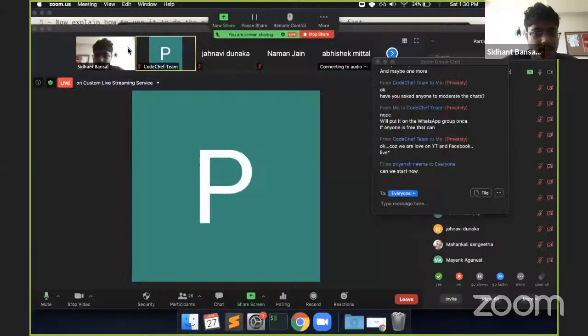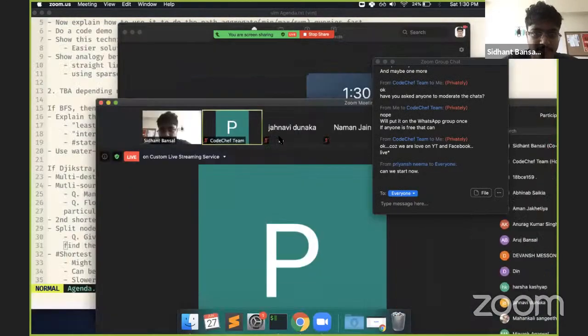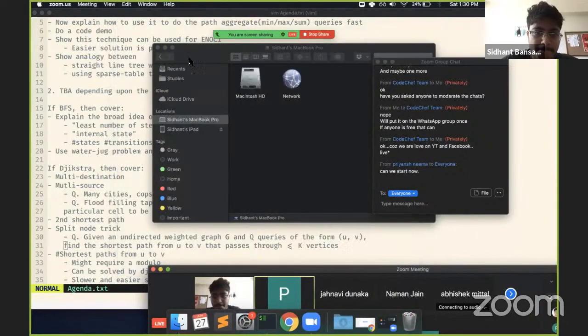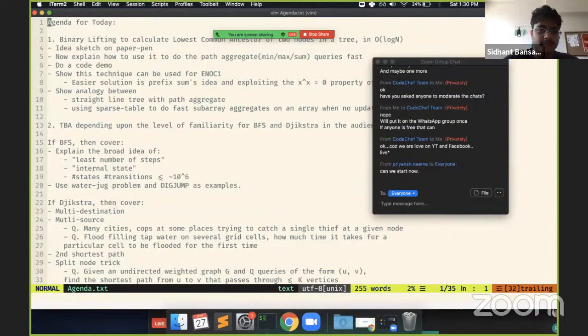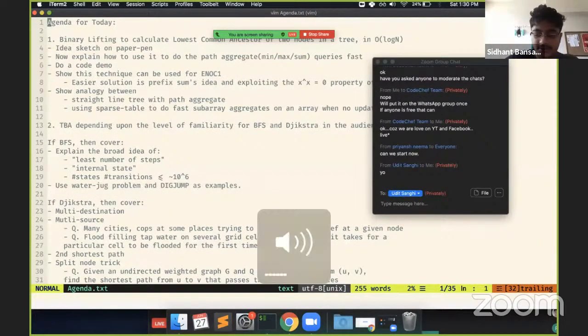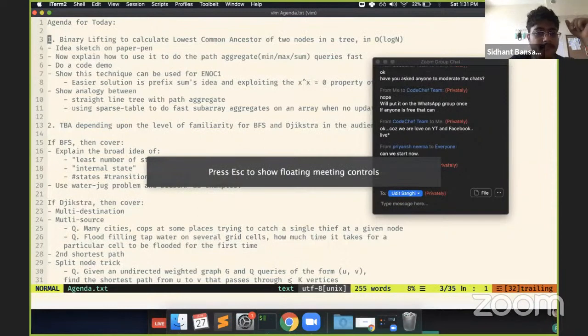All right. So I'll start sharing my screen. And I think you guys can see the chat window. I hope you guys can see it. All right. So the agenda for today is, firstly, give me a moment to remove this. Yeah. Binary lifting to calculate.